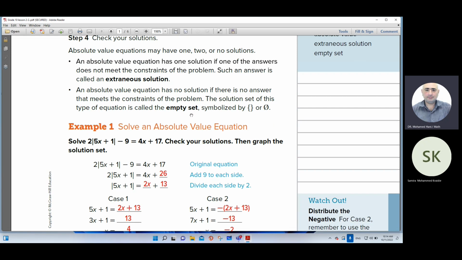If we don't have a solution, the name will be what? Empty set. We can write empty set, or use this sign. So what is the name of this sign? This is phi. When you see this sign, the name of this sign will be phi. What's the meaning of phi? Empty set.